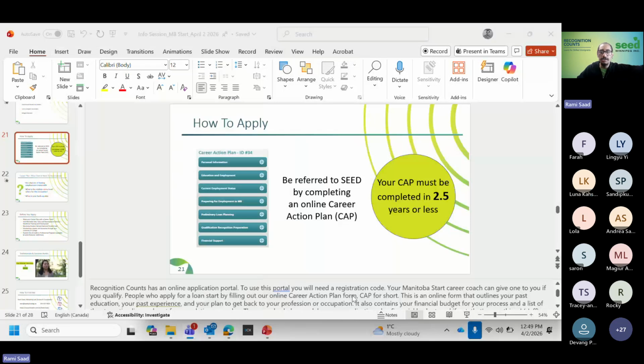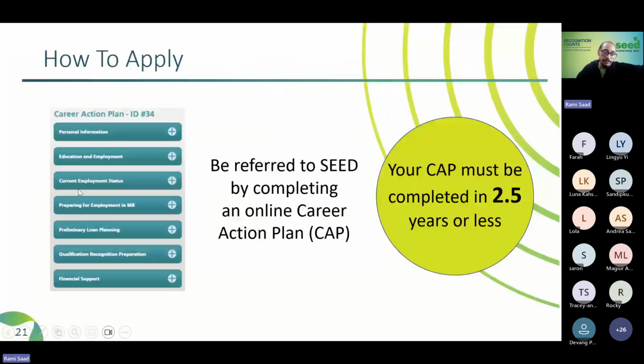You will see some information about personal information. You will just fill it up. You will fill up your education and employment, your current employment status, and how you are preparing for employment in Manitoba. So technically, it's like a normal application. You will be filling it, but you will get this data with the support of the career coach if you do not know how to start. So it can be realistic to be done in two and a half years, as we mentioned.